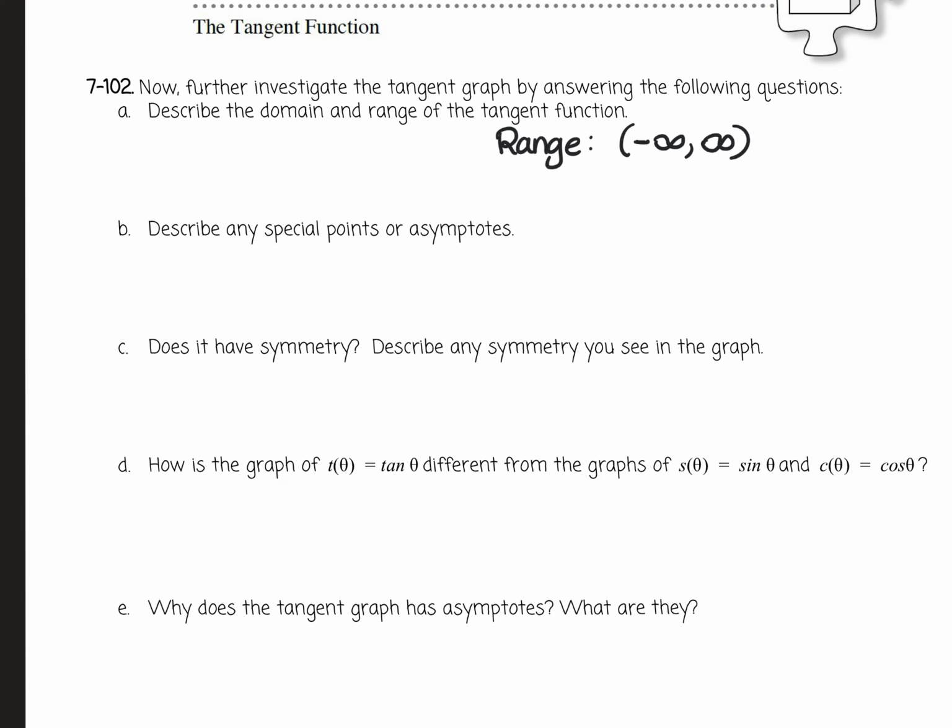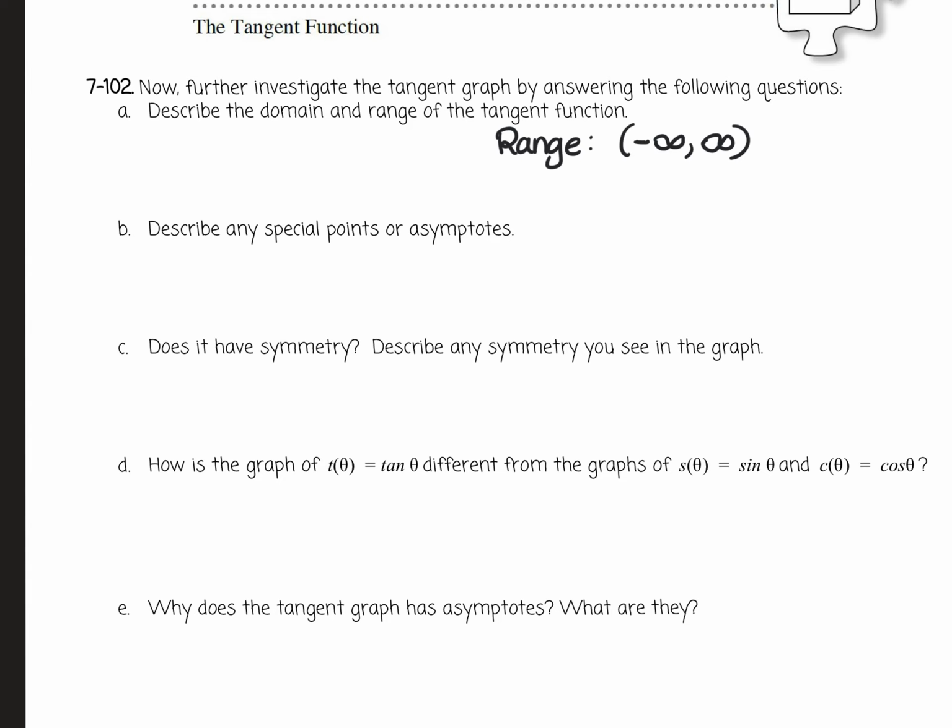But the domain. The domain of the tangent function is quite interesting because you'll notice for sure that pi over 2 doesn't work. But then you probably noticed some other ones did not work also, like 3 pi over 2. So what you're going to notice is that there are these asymptotes that are going to occur at some multiples of pi over 2. So what does that look like?